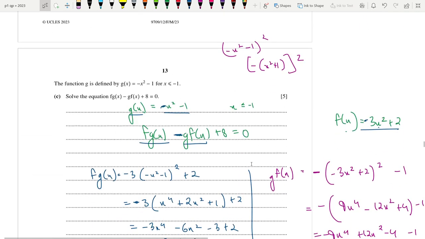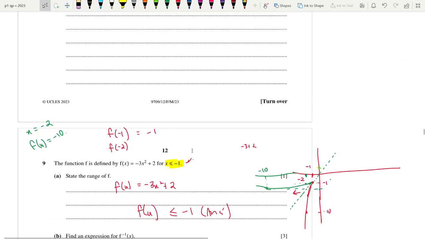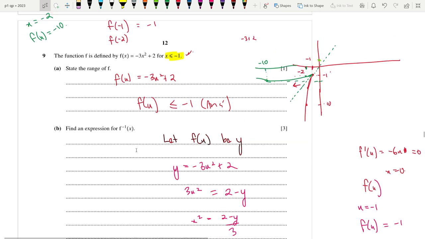The function g is defined by gx equals to minus x squared minus 1 for x is less than or equal to minus 1. Solve the equation fgx minus gfx plus 8 equals to 0, okay? So gx is minus x squared minus 1. So let's find out fgx first. What does that mean? I'm going to input g inside f. So let's do that.